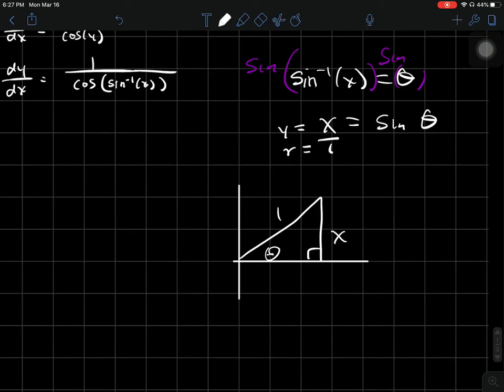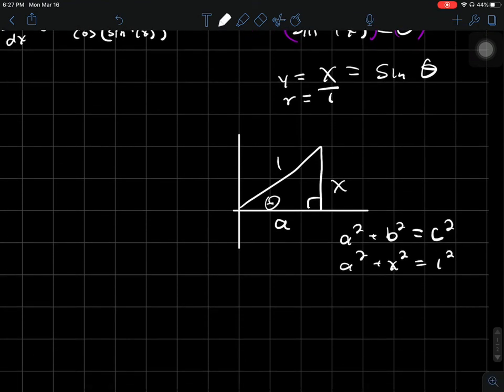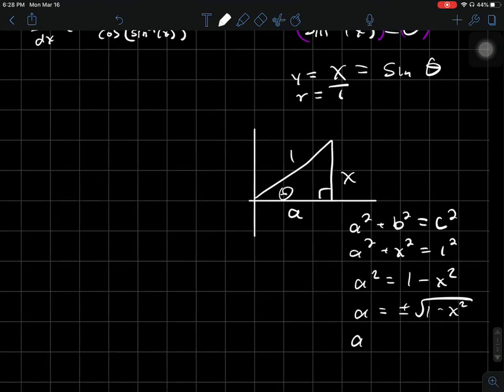So let's say this is just a variable, let's just say it's a. Pythagorean theorem, a squared plus b squared is c squared. Don't know what a is. b is x and c is 1. If we get a by itself, we would have 1 squared, which is 1, minus x squared. So a is plus or minus the square root of the difference of 1 and x squared. We're currently in quadrant 1, so I think it's safe to assume that this is a positive a.